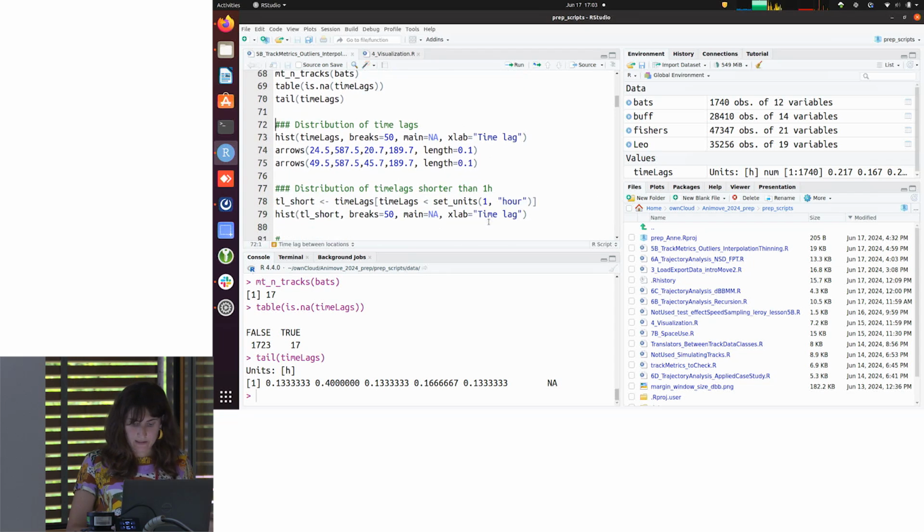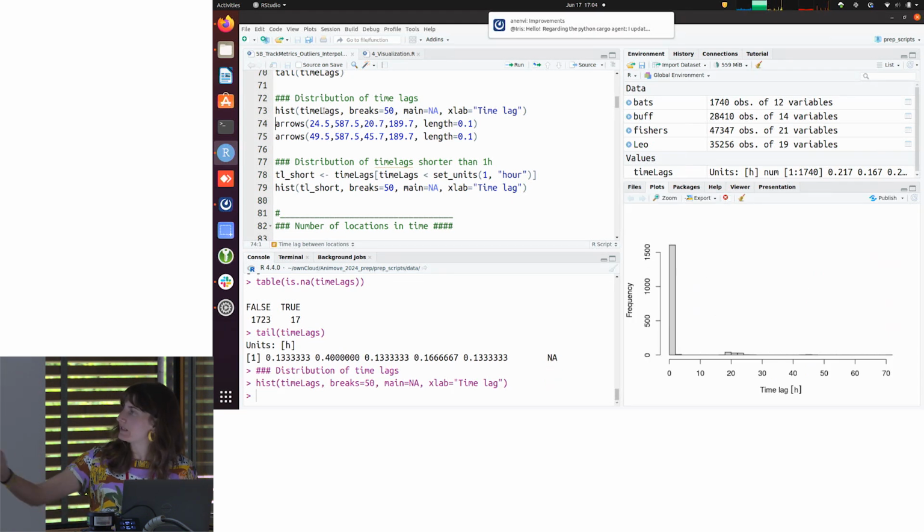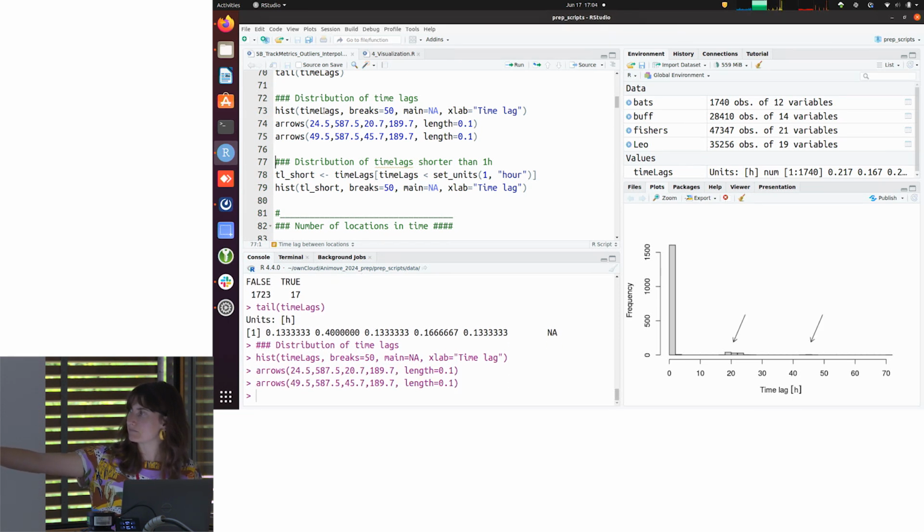One of the first things you do, because you don't trust your devices or because someone sent you the data and you have no idea how often data were collected, is look at the distribution of time lags. Here we can see that most of the data are collected in less than 1 hour, I would say. But then there are some locations at a time lag of 20 hours and 45 hours. Right now this is just to have an overview. I don't even know why this data were collected like this.